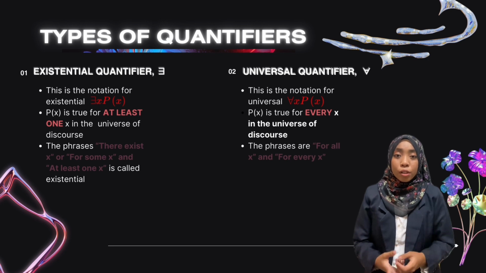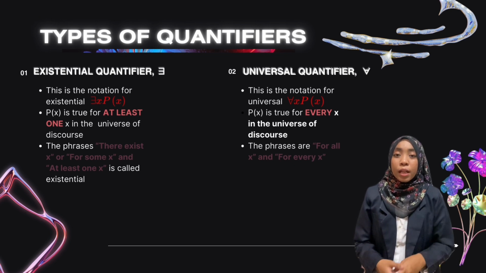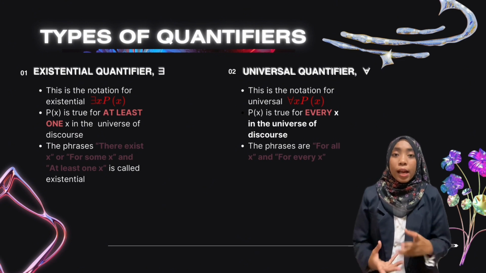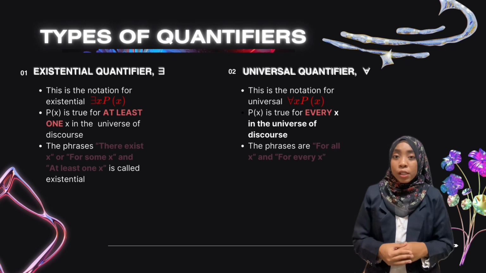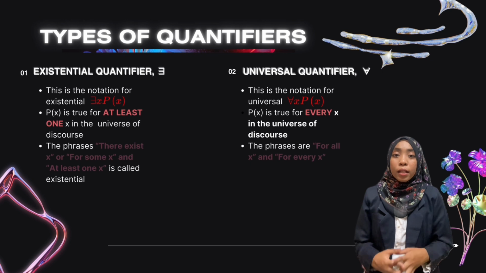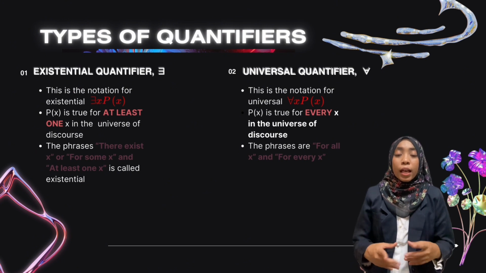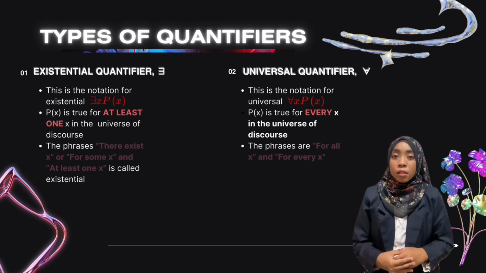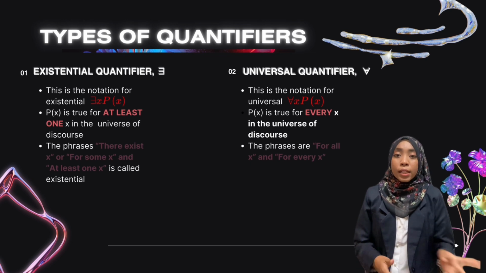For the existential quantifier, this is the symbol and this is the notation: there exists x, P(x). P(x) is true for some x in the universe of the source. If the sentence has phrases like there exists x, for some x, and at least one x, it is called an existential quantifier. Okay, next, for the universal quantifier, this is the symbol.